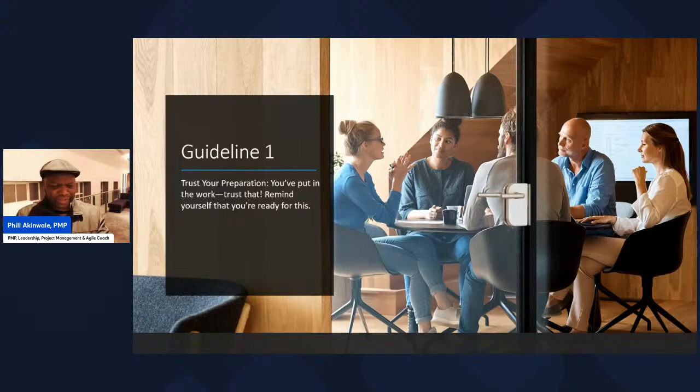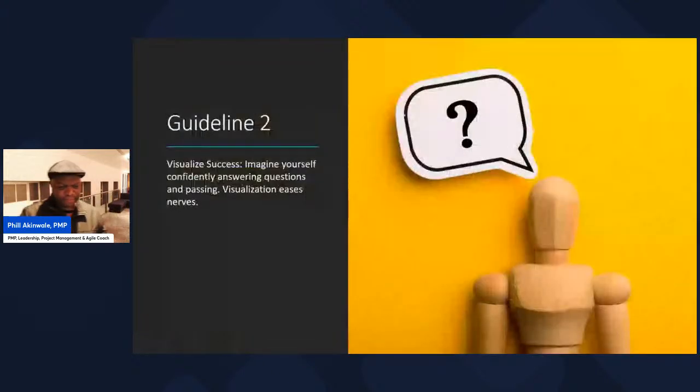Let's go to guideline number 2. Guideline number 2 is visualize success. So what I want you to do now is imagine yourself confidently answering the questions and passing. When you visualize, it eases your nerves. See yourself holding that PMP certification that says PMP. Put your name in there. Visualize it. Zoom in like the camera is zooming in. See yourself as a PMP. Which is so important, this visualization.